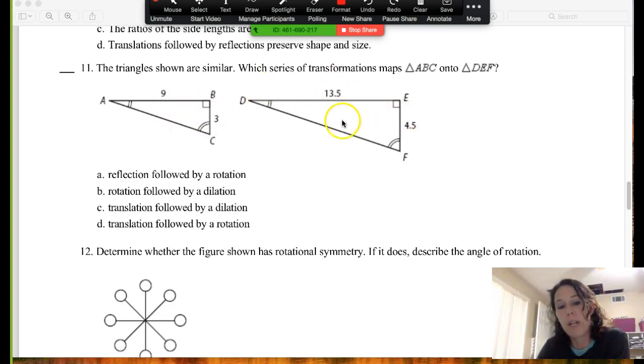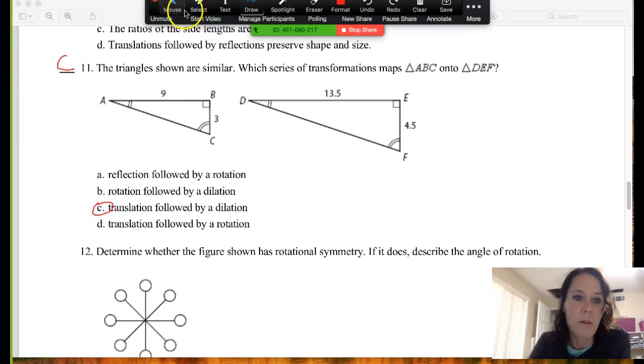And then to get from here to here, I would have to blow it up a bit. If these are ratios, 9 to 13.5 is the same as 3 to 4.5, I would have to multiply it, or I'd have to dilate it, make it bigger. So let's see, I need a translation followed by a dilation. Let's see, reflection, rotation, translation, followed by a dilation. So it would be C.